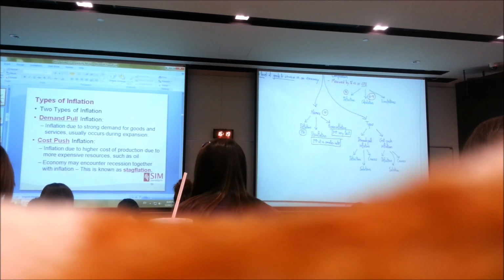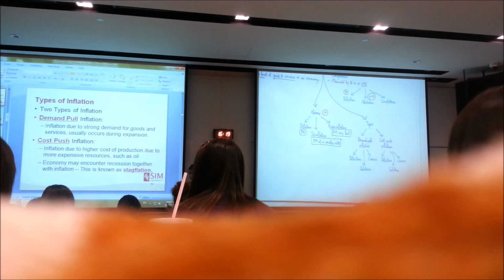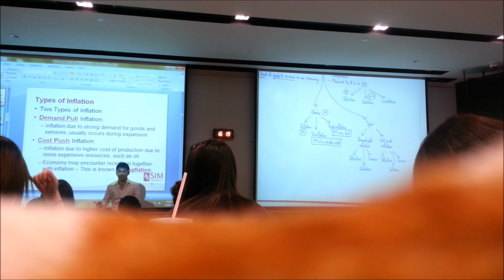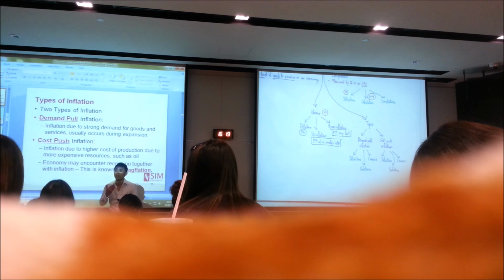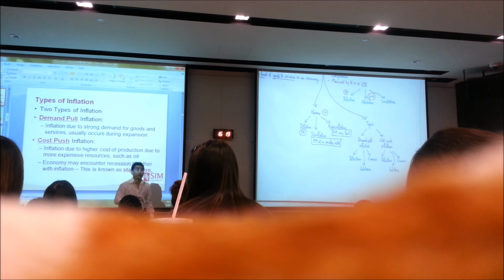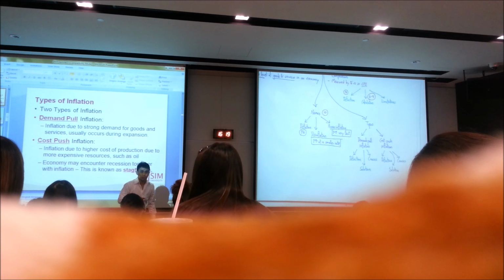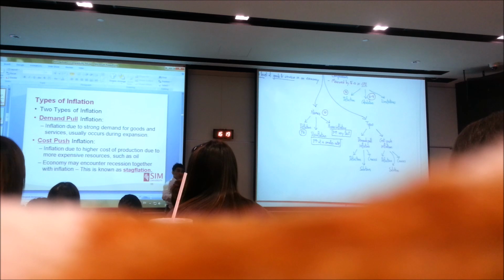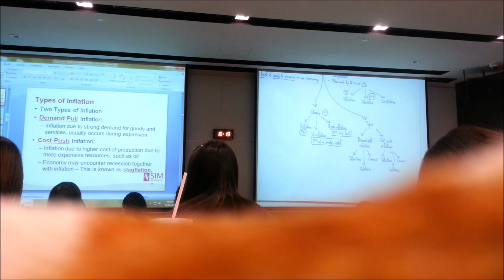You learn in micro, when consumer income increases, demand will shift to the right. When demand shifts to the right, it will push up the price of goods, right? So during the economic expansion, when the economy is doing well and people are getting richer, they see an increase in consumer income, and everyone will buy more things. When they buy more things, you will push up the price of goods and services, and this is called demand-pull inflation. Understand? You get what I'm saying?